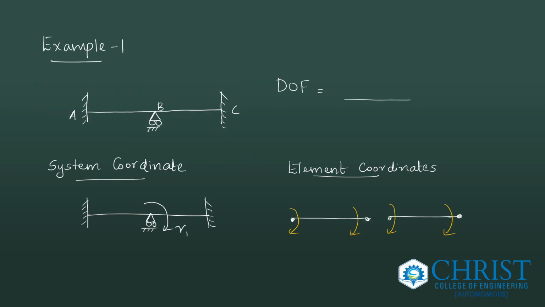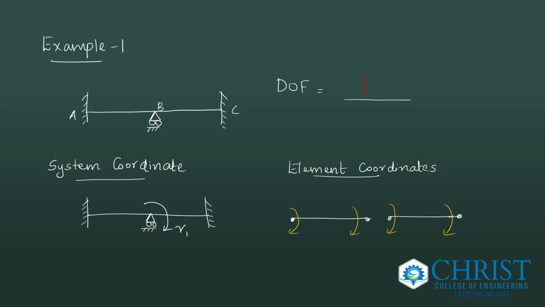Example 1: let's consider a continuous beam ABC, with two ends fixed and the joint B a roller support. So the degrees of freedom here is 1. At the joint B, a rotation is possible, and also at the joint B you can move in the x direction. But since there are no horizontal loads, we are neglecting that one. Hence, the degrees of freedom is 1.